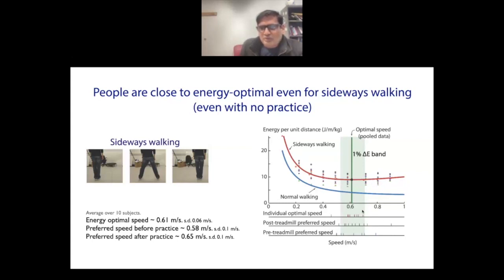The individual optimal speeds are here in red, and the preferred speeds are distributed here. They certainly have very close to the same mean. And I think 8 out of 10 people's energy optimal speeds were within 1% of their energy optimal energy cost. Even though there's somewhat big variability in the speeds, they're very close to their energy costs. So I guess that tells us that at the very least, people are close to their energy optimal energy, if not the energy optimal speed. Okay.